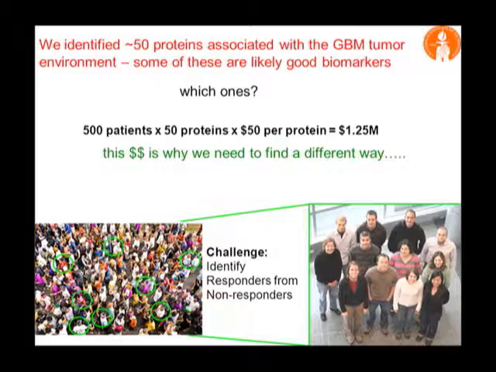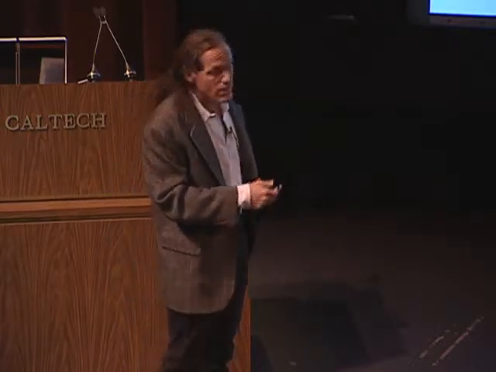So if you want to know which of these 50 proteins, we just know that there's 50 or so that are relevant. There's probably much more than that, but these are the ones we found through the literature that had antibodies. You want to ask which ones? Well, we don't know, and so you have to measure all of them. And you've got to do them on a lot of patients. And at $50 per protein, that's $1.25 million just to find out which ones of these are relevant. And we looked. We didn't have it. And so you need to find a cheaper way to do this.